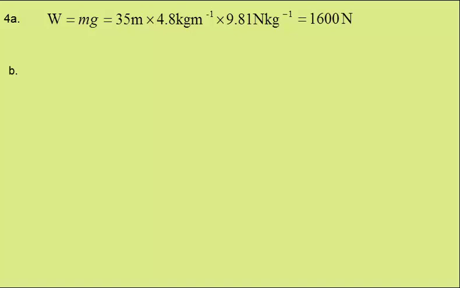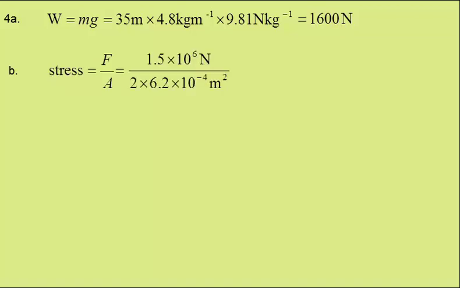In B, the cables will break if the crane attempted to lift a load of 1.5 times 10 to the 6 newtons or more. Where to find the breaking stress of one cable? We're given the cross-sectional area of each cable at 6.2 times 10 to the minus 4 square meters. Well, stress is force over area, and so the maximum force over 2 times the area of the cable, as we have two cables, gives a stress of 1.2 times 10 to the 9 pascals.